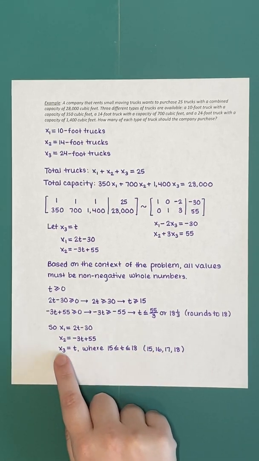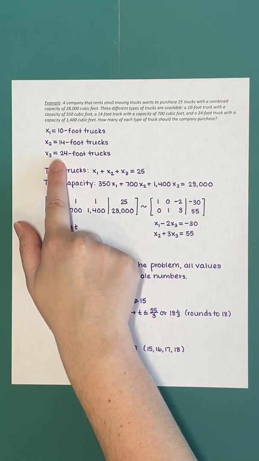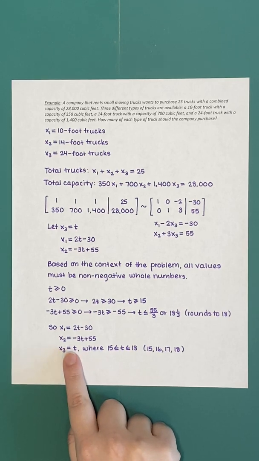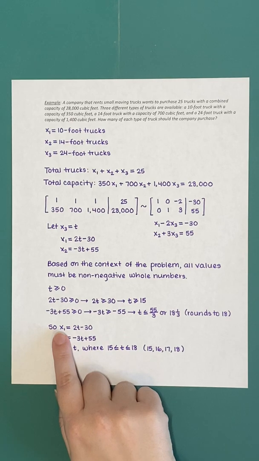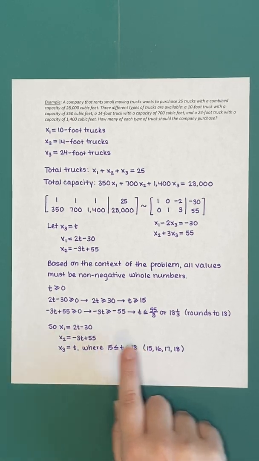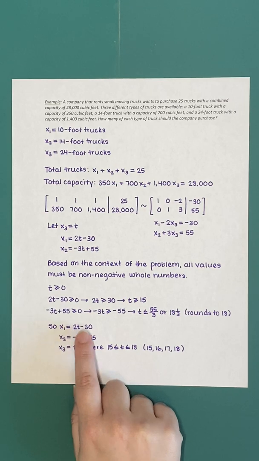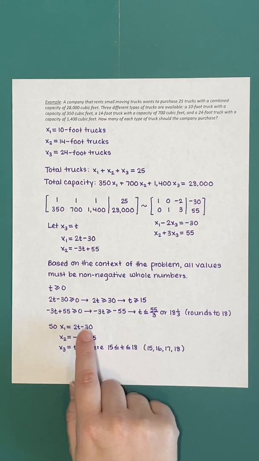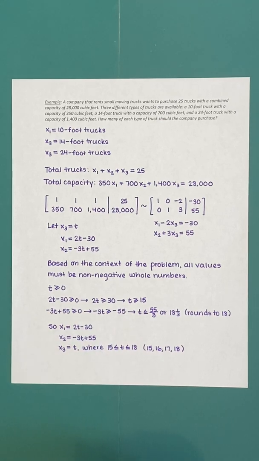That means x3 is going to be 15. Remember, x3 is the number of large trucks we're going to buy. So that means we're going to buy 15 large trucks. Well, how many small trucks? x1 is the number of small trucks. Well, if we plug in 15, that's going to be 2 times 15, which is 30, and then 30 minus 30 is going to be 0. So in that case, we actually wouldn't buy any of the small trucks. It didn't say we have to. We can buy 0, we just can't buy a negative number of them.